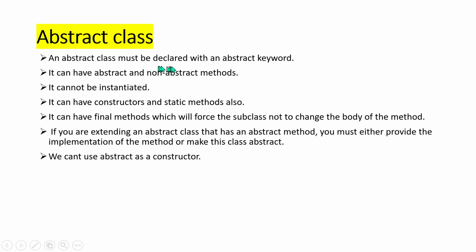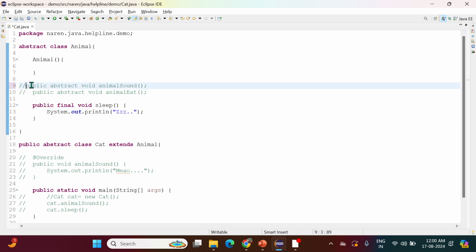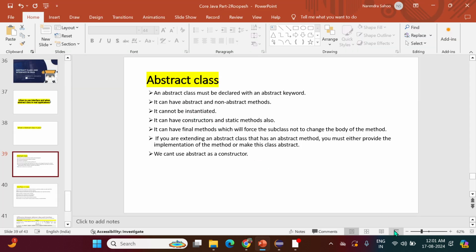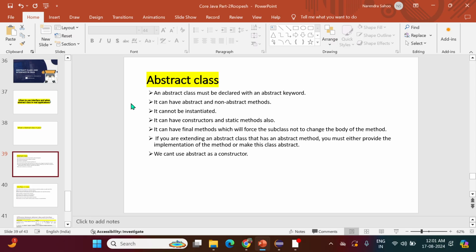An abstract class must be declared with the abstract keyword. That means if we have an abstract method, then we must define this class as abstract. We cannot say we have an abstract method and not declare the class abstract, so it will show an error. It can have abstract and non-abstract methods, as I showed you. It cannot be instantiated directly.